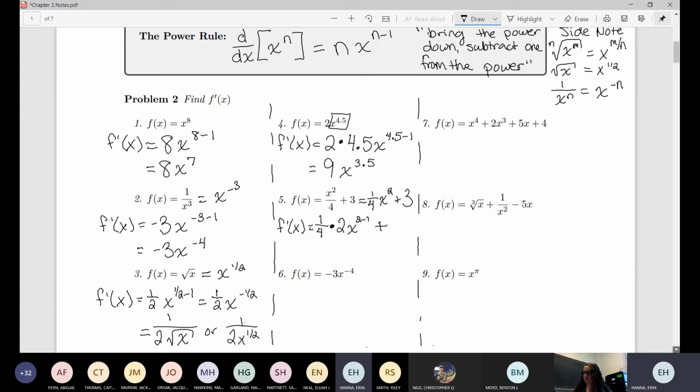Add that to the derivative of 3. So we have to keep going. But remember, we can essentially just push through addition and subtraction. The derivative of 3 does not have a variable attached to it. It's just a constant, just a number. So the derivative of 3 is 0.